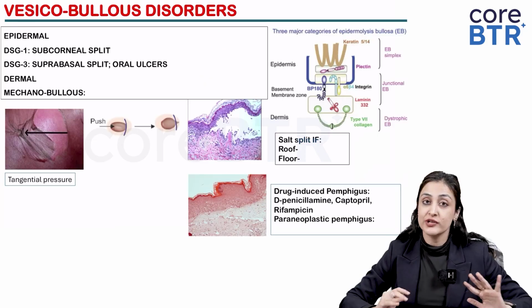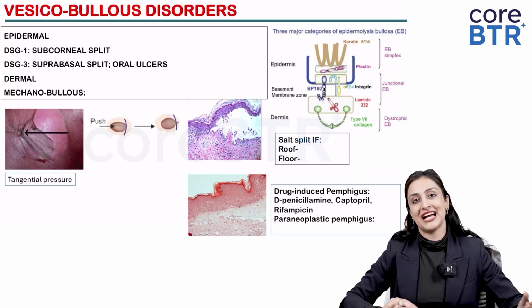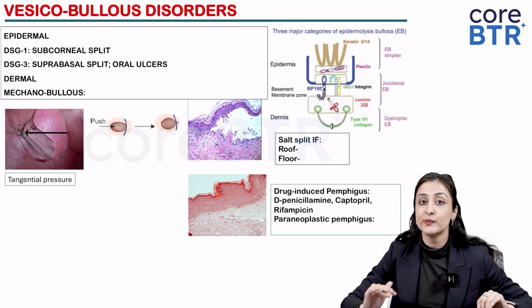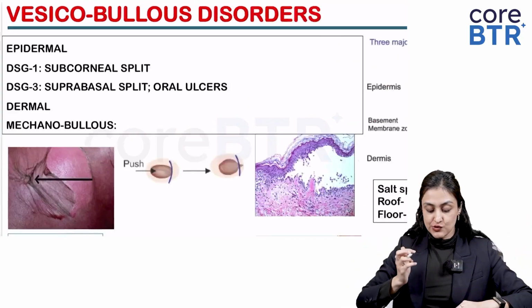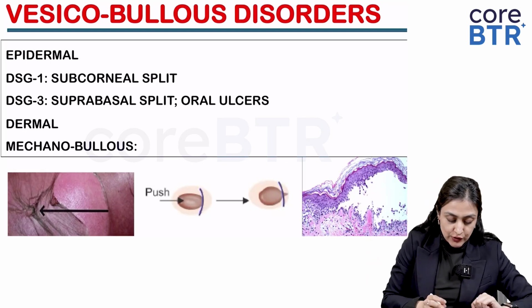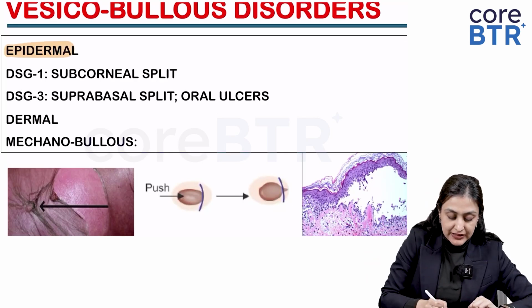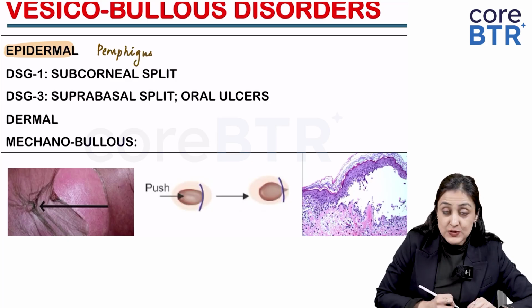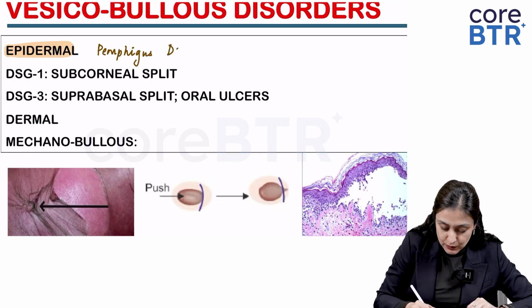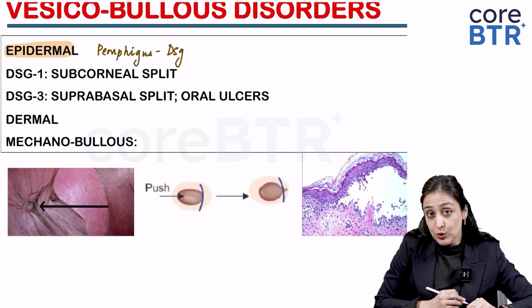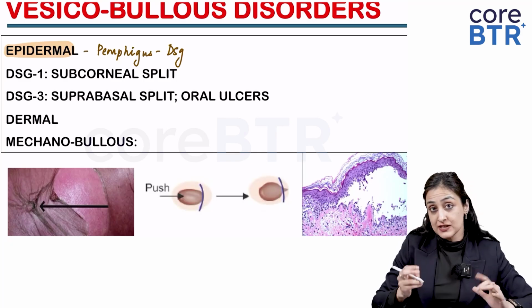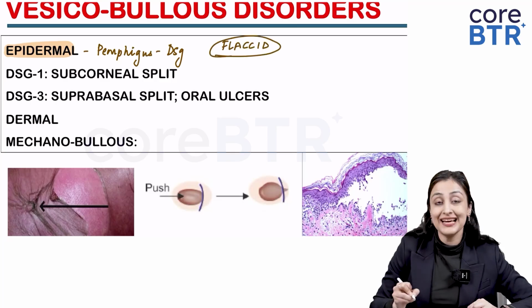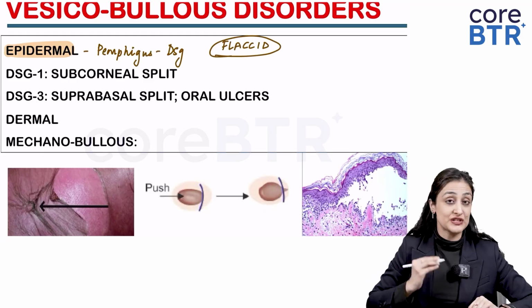Now we talk about something very, very important, particularly for INICET, and nowadays even NEET is asking a lot of questions. Very interesting, muco-bullous disorders. Here what we need to remember is where the lesion is. If it is an epidermal lesion, we are going to name it pemphigus. This is where desmogleins are involved. Pemphigus is the name, and because the lesion is superficial, the bullae are going to be flaccid. The buzzword here is flaccid.